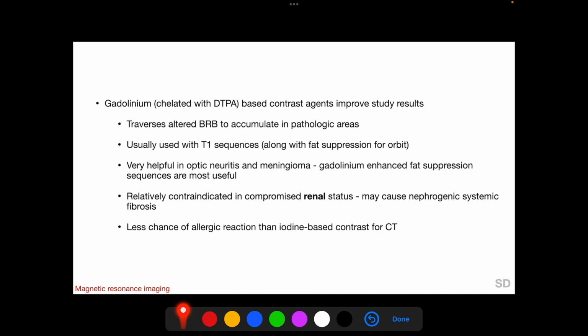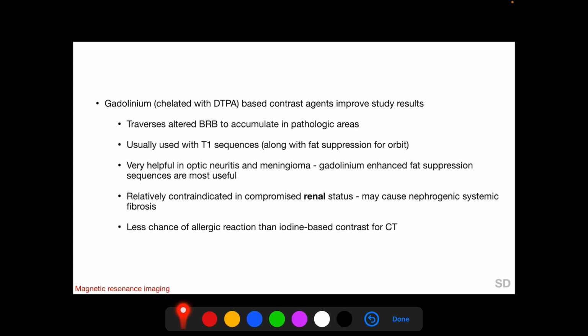Gadolinium, which is chelated with DTPA, based contrast agents improve study results in MRI. These contrast agents traverse the altered blood-retinal barrier to accumulate in pathologic areas. They are usually used in T1 sequences along with fat suppression for the orbit. We'll come to fat suppression a little later. It is very helpful in optic neuritis and meningioma. So gadolinium enhanced fat suppression sequences are most useful to image the orbit for detecting optic neuritis and meningioma.